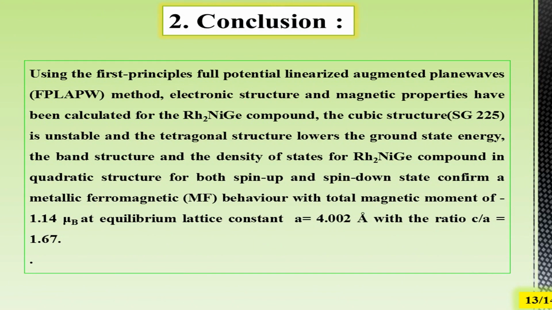As a conclusion, we used the first-principles full potential linearized augmented plane wave method. Electronic structure and magnetic properties have been calculated for the Rh2NiGe compound. The cubic structure is unstable and the tetragonal structure lowers the ground state energy. The band structure and the density of states for the Rh2NiGe compound in the tetragonal structure, for both spin-up and spin-down states, confirm a metallic ferromagnetic behavior.